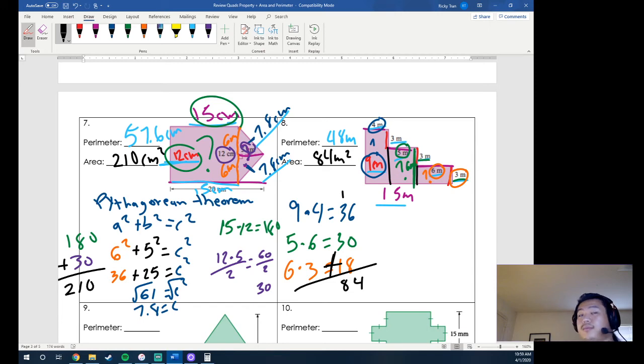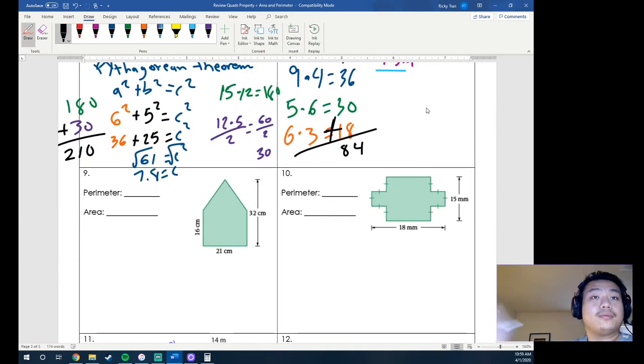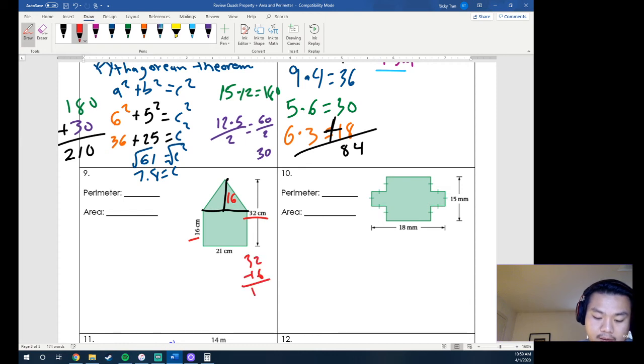Okay? All right, let's keep going. Same thing. I'm going to split it right there. We're going to need this length as well. Now, the height is going to be 32 minus 16, or 16. 32 minus 16 is 16. Half of 21 is going to be 10.5. Okay, this is all centimeters.